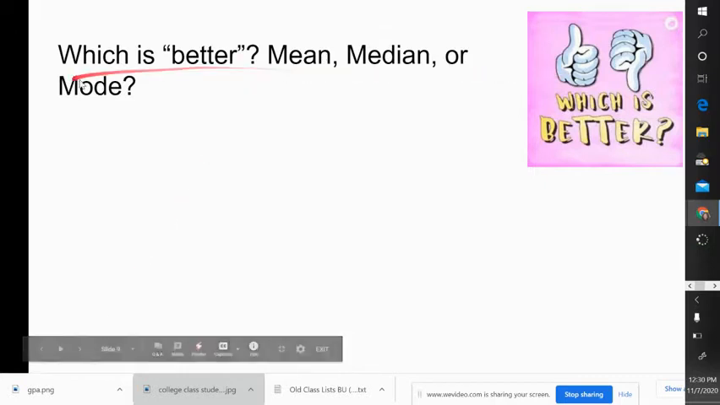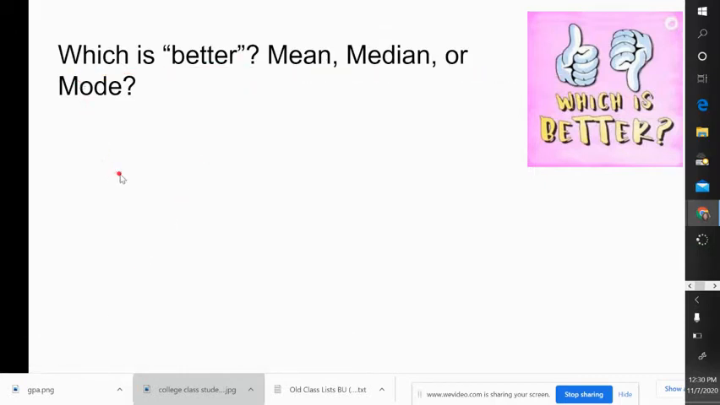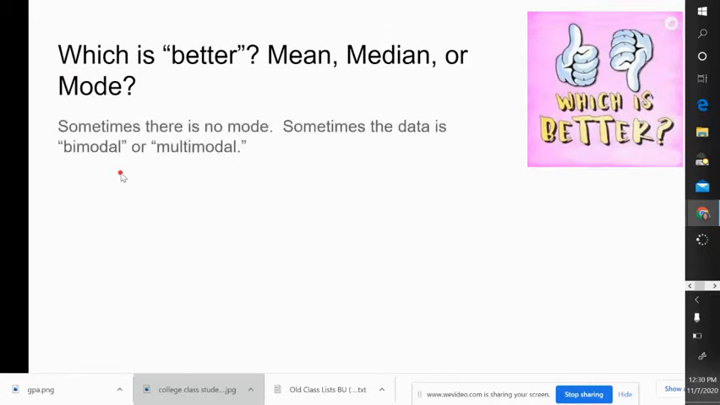So when it comes to mean, median, mode, how do you know which one you should use or which one is better in an instance? Sometimes there is no mode, right? Every answer could be given only once. Or sometimes there's data that has two modes, called bimodal, or a bunch of different modes, called multimodal.